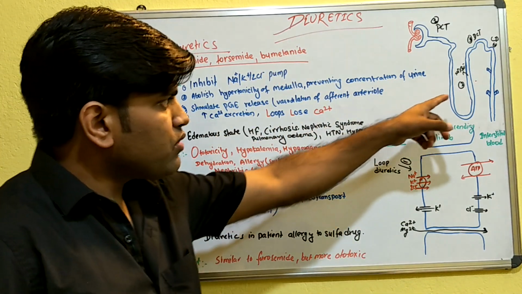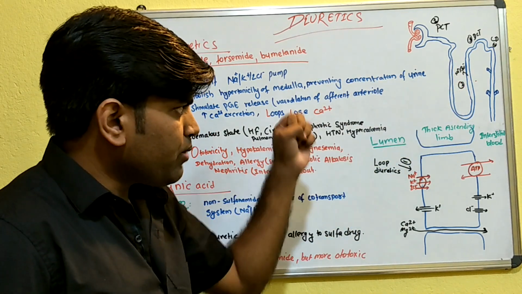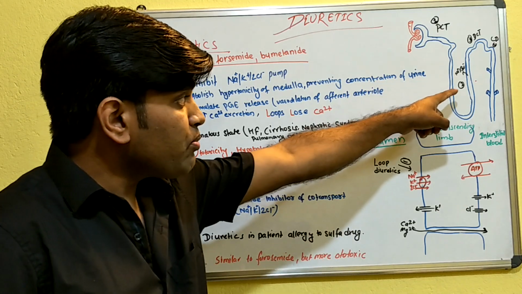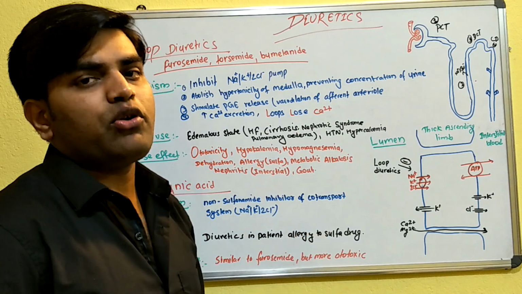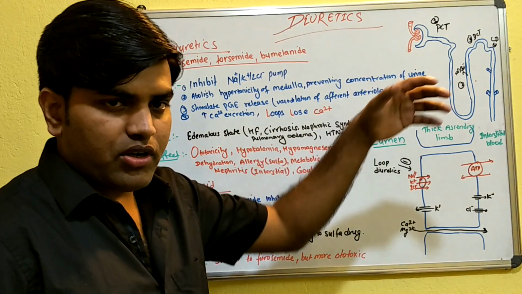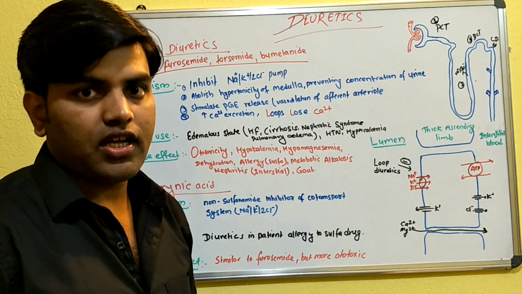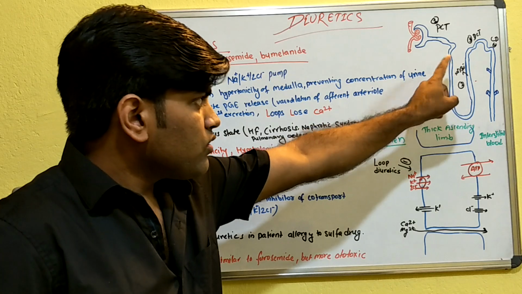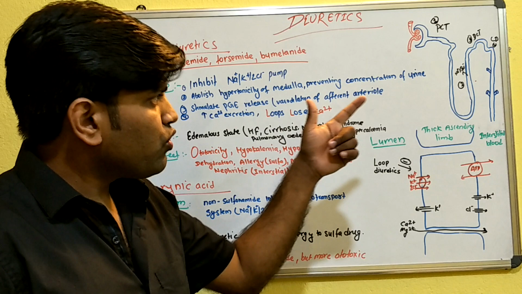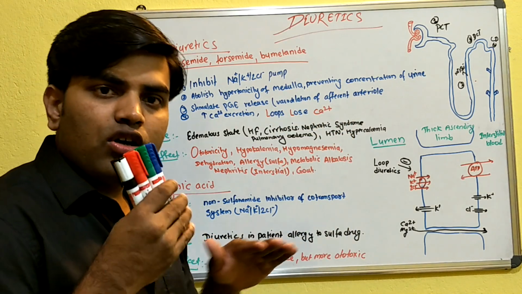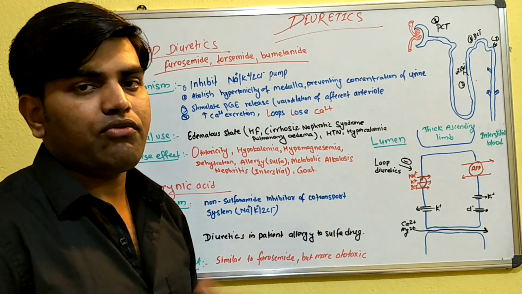that is responsible for absorption of sodium, potassium and 2 chloride and bringing it into the interstitial fluid. It is not permeable to water, so it contributes to medullary hypertonicity, which helps in the concentration of urine and reabsorption of water. That is the main importance of this sodium potassium 2 chloride pump. It helps in the absorption of sodium, potassium and 2 chloride and also maintains the medullary hypertonicity, which helps in the concentration of the urine.